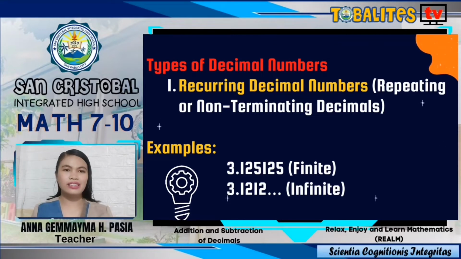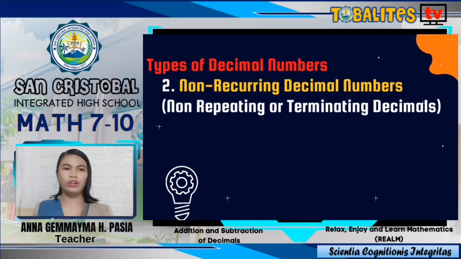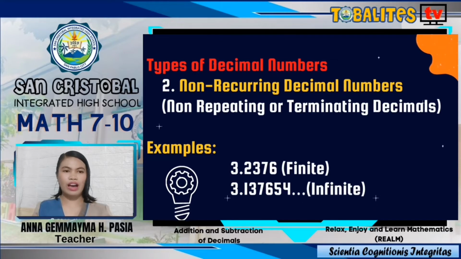Another example is 3 and 1,212 ten-thousandths, followed by 3 dots. It means it is an infinite decimal number. Number 2 is the non-recurring decimal numbers, or non-repeating or terminating decimals. For example, we have 3 and 2,376 ten-thousandths. It is a finite decimal number. And another example is 3 and 137,654 millionths. It is an infinite decimal number.